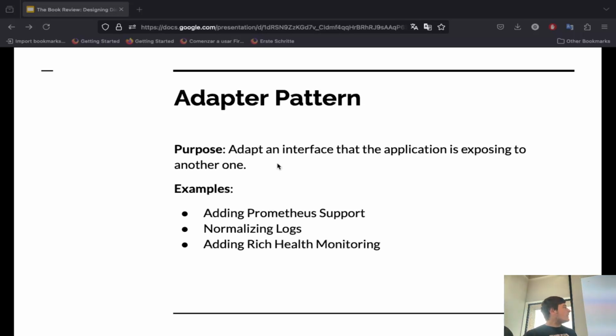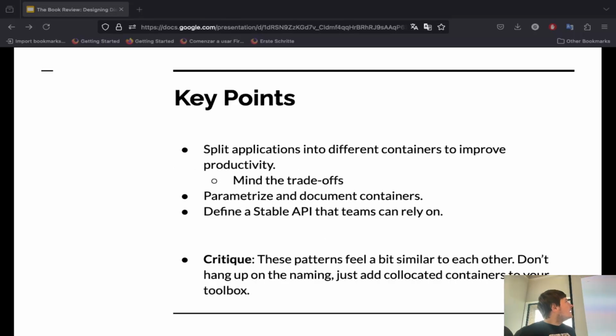Then it also talks about normalizing logs or adding rich health check monitoring. Let's say we have a MySQL database, and instead of Kubernetes just checking the health check endpoint, we can have a more elaborate container that, I don't know, executes a query or does some extra checks on SQL to expose it to Kubernetes.